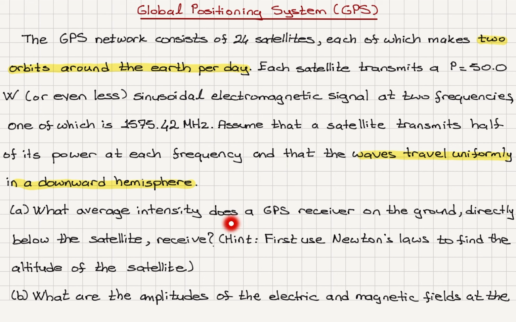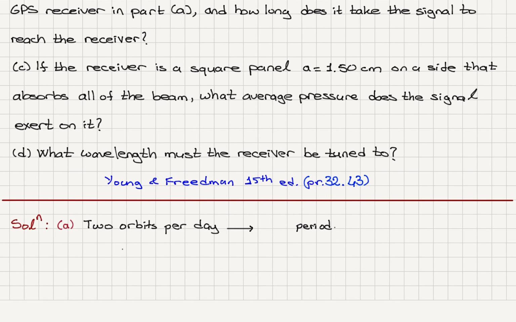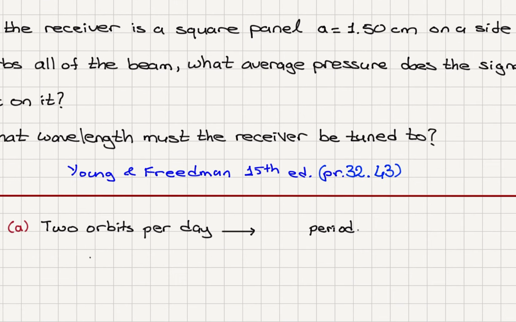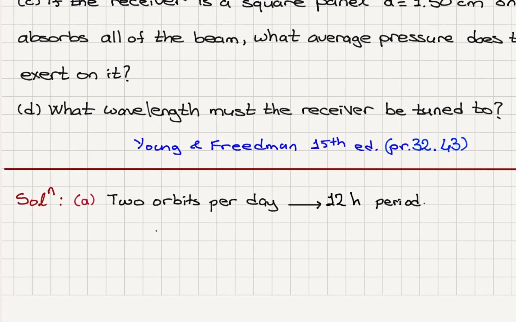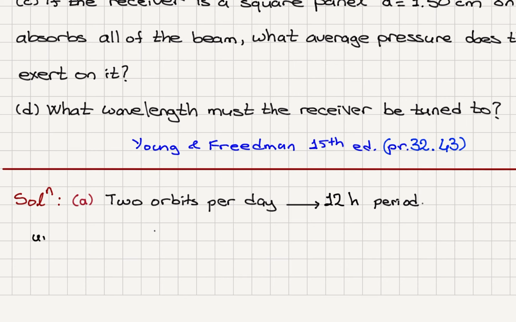Part A. What average intensity does a GPS receiver on the ground directly below the satellite receive? There is a hint. First, use Newton's laws to find the altitude of the satellite. So we have 2 orbits per day, which means there is a 12-hour period for these orbits. And the satellites perform uniform circular motion around the Earth.